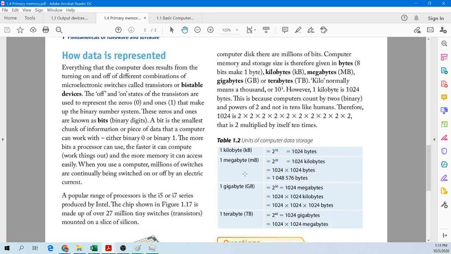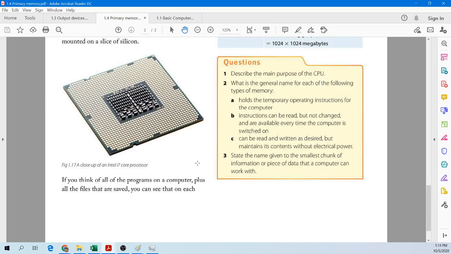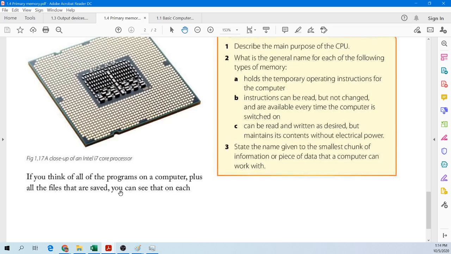Computer disk. Hold on. Oh, you've got to start from the bottom here. Sir, I can't see it.